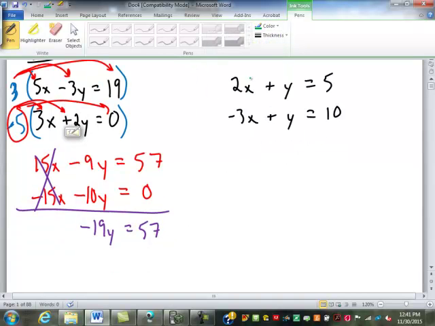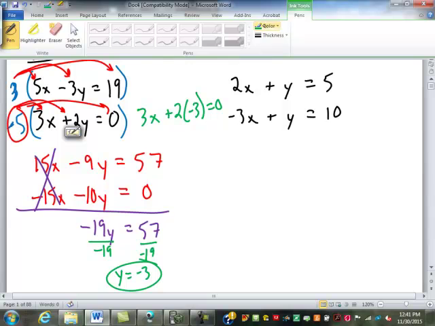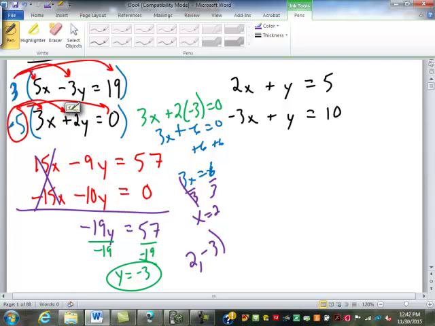And then divide by negative 19, y equals negative 3. And now we have to go back up to one of these equations. I'm going to do this second one here and replace y with negative 3. So this is 3x minus 6, or plus a negative 6, equals 0. So we're going to add 6. You get 3x equals 6. And then divide by 3 to get x equals 2. So this is 2, negative 3.